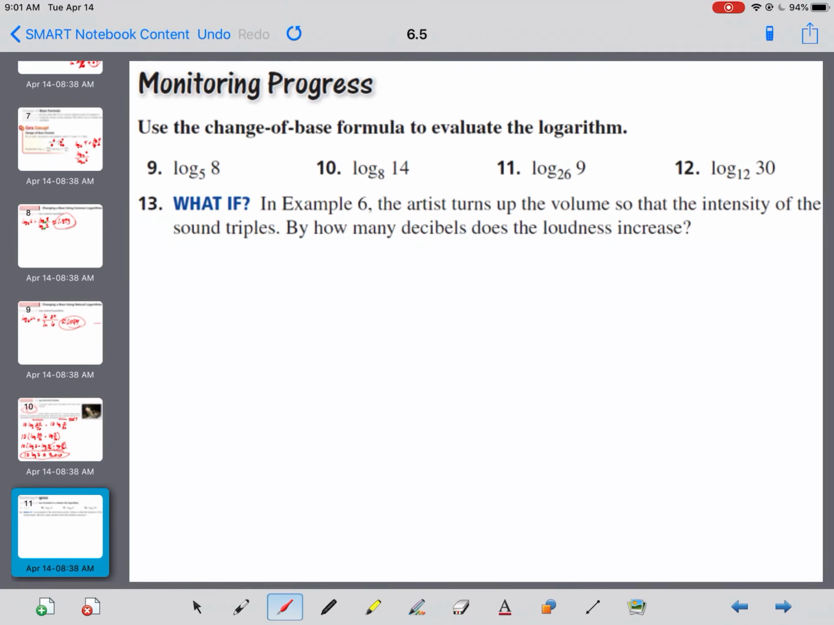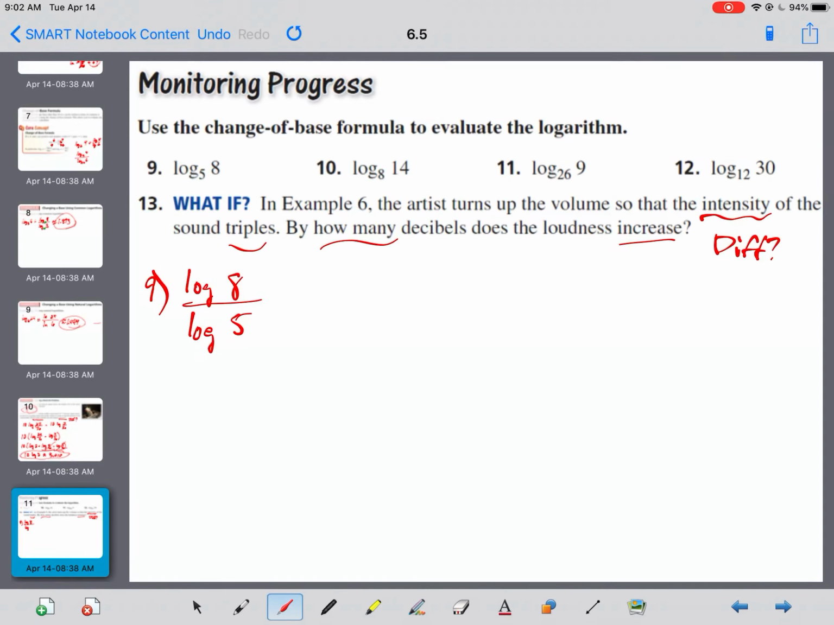My main focus is 9, 10, 11, and 12. But you could try 13 if you wanted to. All I do is change it so that the intensity triples, and then by how many does it increase? What's the difference? So give it a pause, give it a try, come back, let's see what you did. All right, here we go.